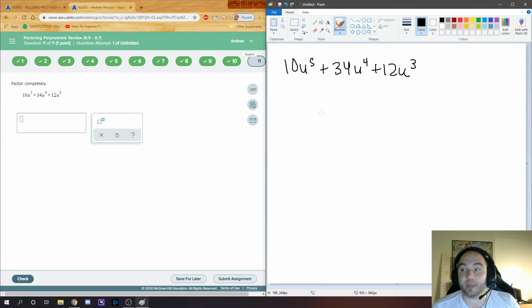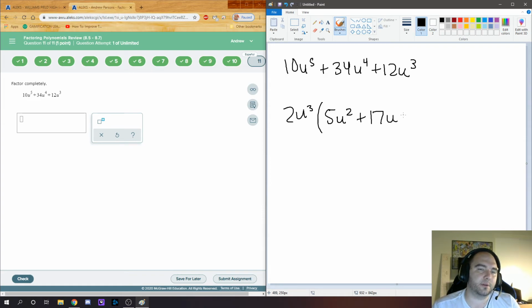All right, last problem. Can I divide something out first? Yes, I can divide everything here by 2u to the 3. Please make sure that you take both a number and letters out. You can't take out anything more than the smallest exponent. So 2u to the 3 is what I can remove. That gives me 5u squared left over, 17u in the middle, and 6 at the end.